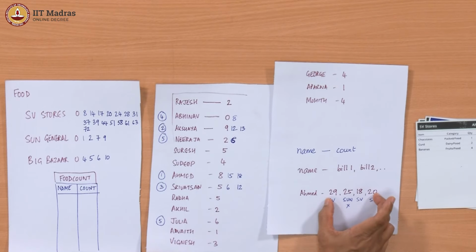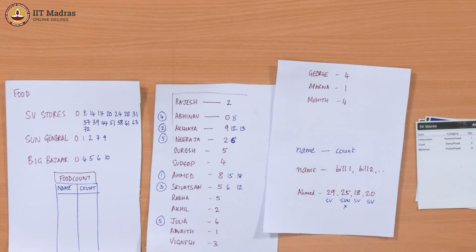And the value itself could be a list, as we saw. So initially we kept the count, but it was more useful basically to keep the list. So this is a kind of dictionary, as we called it, where the index is Ahmed and the value is this list of shopping bill numbers.